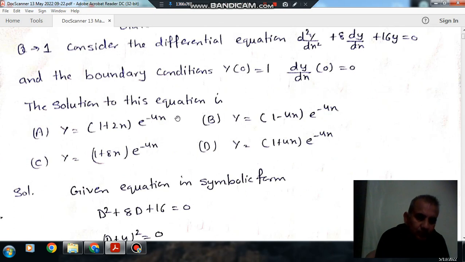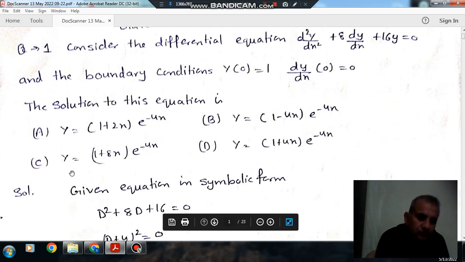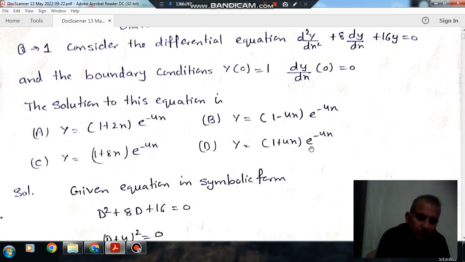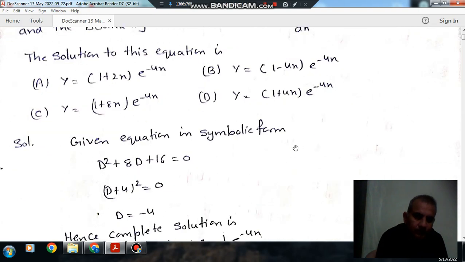Option B, y = (1 - 4x) e^(-4x). Option C, y = (1 + 8x) e^(-4x). Option D, y = (1 + 4x) e^(-4x).